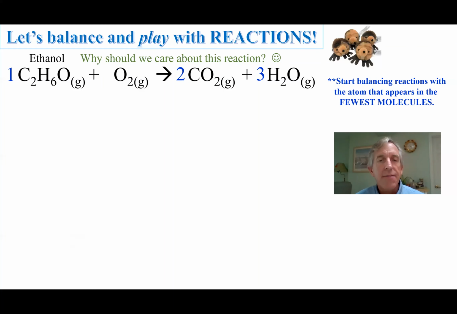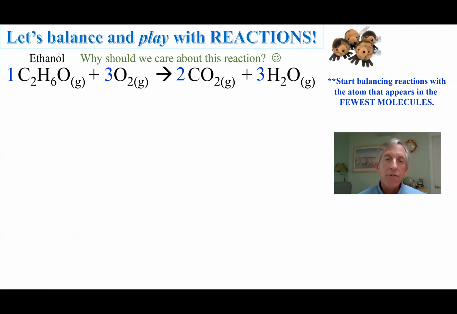So I need 7 oxygens on the reactant side. Don't forget ethanol has 1, so the O2 has to give me 6 more oxygens, which is beautiful because then all I need is a 3 in front of it. And now this equation is fully balanced.